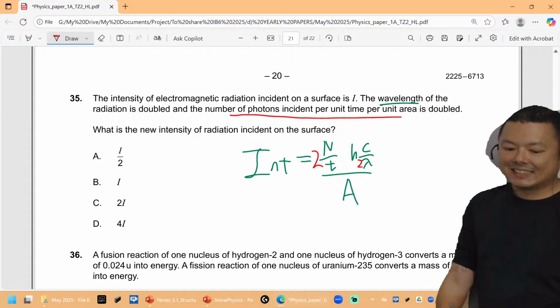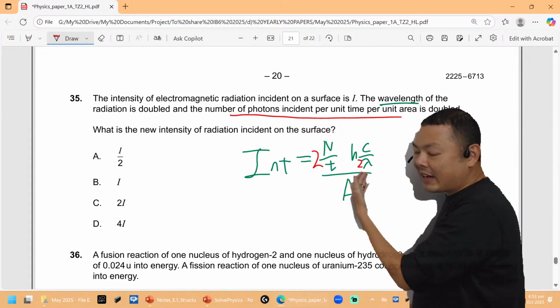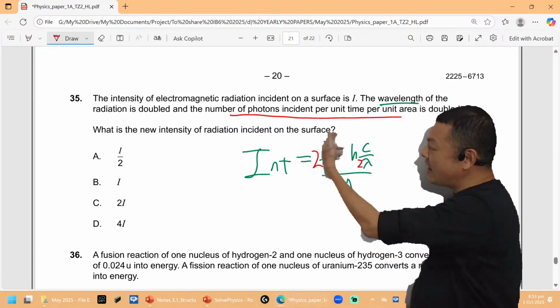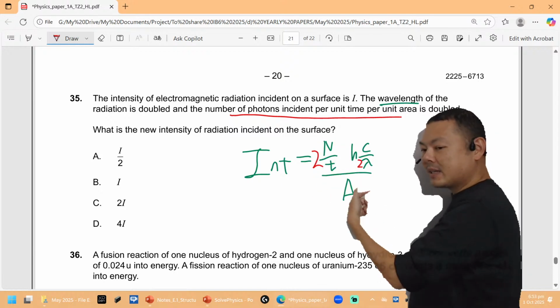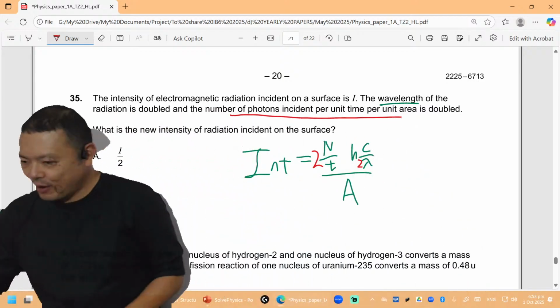That's it. But you have to remember what this formula represents. What's N over T? What's HC over lambda? What's A? Got it?